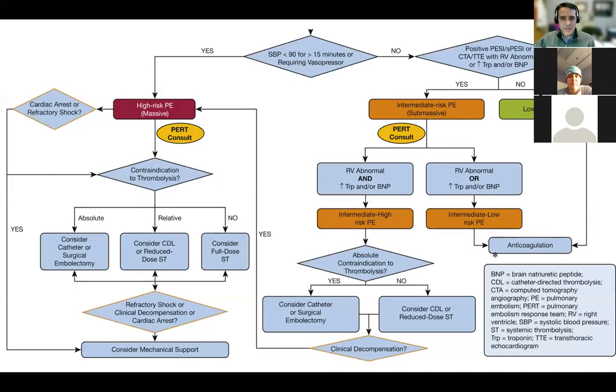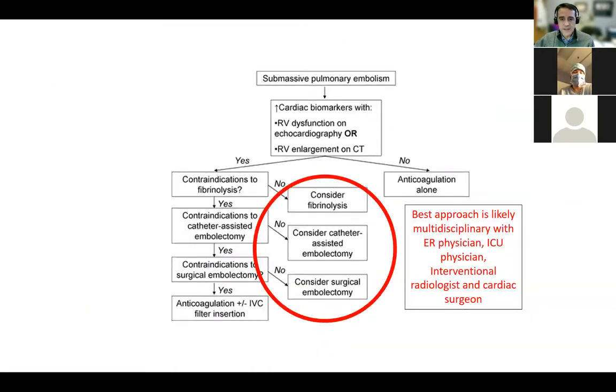The algorithm, as Chris pointed out, is really quite nice, because it takes you down the pathway of somebody with hemodynamic compromise, either massive or intermediate risk, and helps you assess these patients and decide how to proceed. But it does highlight that these intermediate-risk patients are sometimes difficult in terms of sorting out who's going to benefit and who's going to respond to treatment or not. And consideration for surgical pulmonary embolectomy can occur in many parts of this algorithm, as I'm pointing out here.